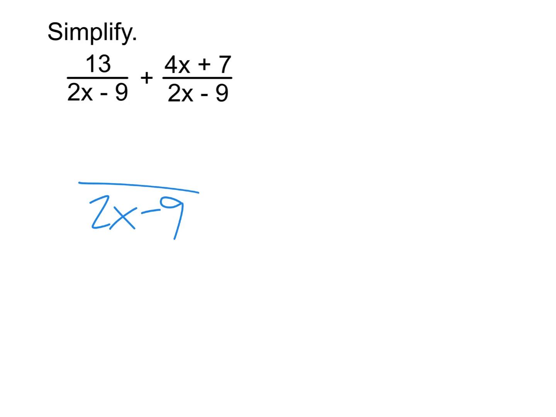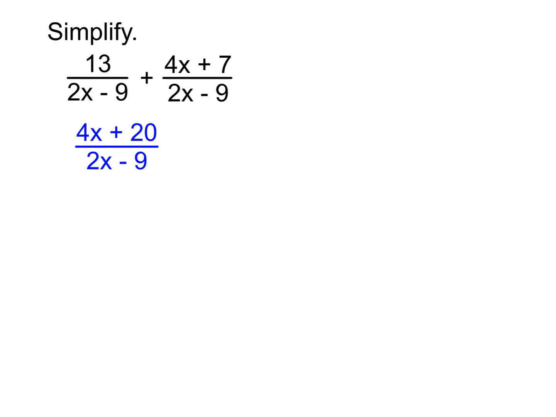And then we're going to add on the top. Now notice I got 13 plus 4x plus 7. I can't combine the 13 and the 4x. I can only combine the like terms. So the 4x stays a 4x, but I can do the 13 plus 7. So we got 4x plus 20 over 2x minus 9.